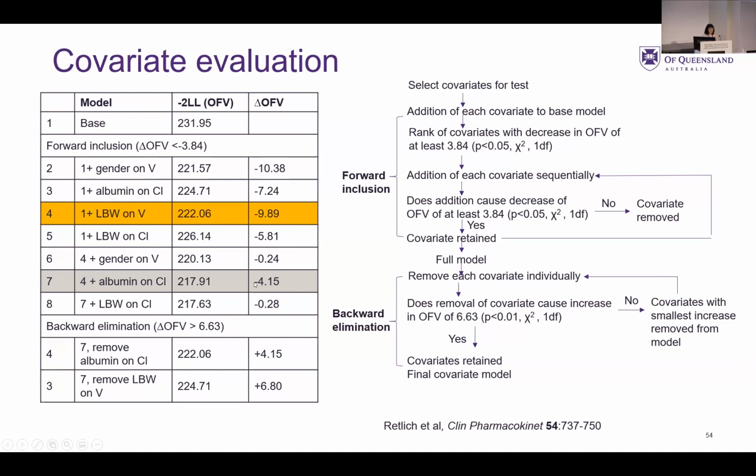After that, you do the backward elimination to remove each covariate individually. If the removal of a covariate causes an increase of OFV of over 6.63, corresponding to a p-value less than 0.01, we retain this covariate, otherwise it will be removed. So my final model is model 4, which only has the lean body weight effect on the volume of distribution.